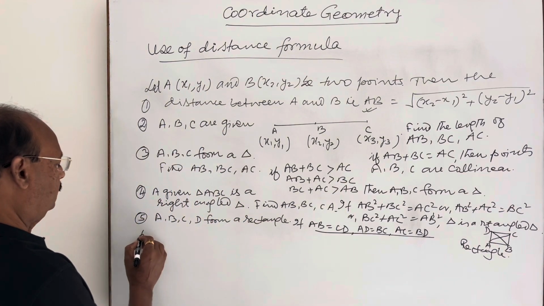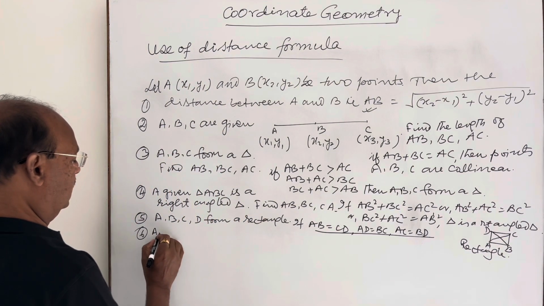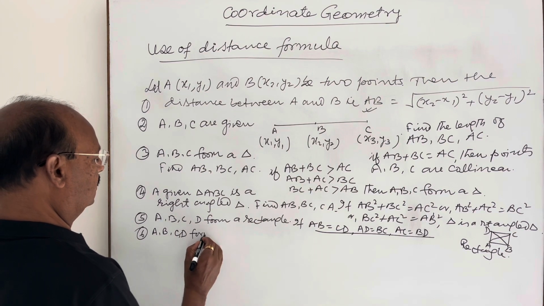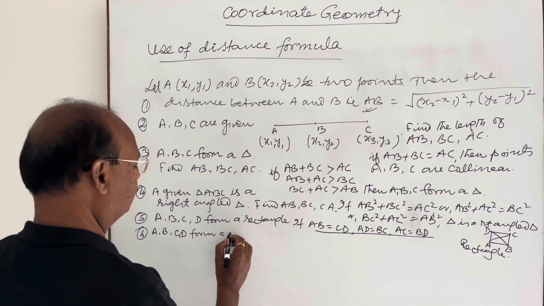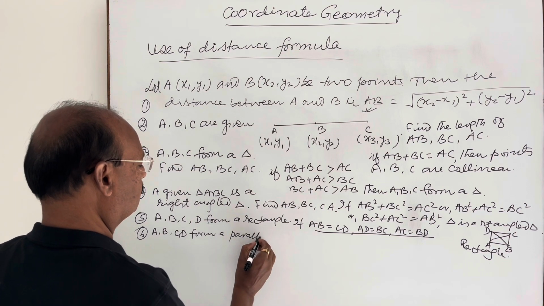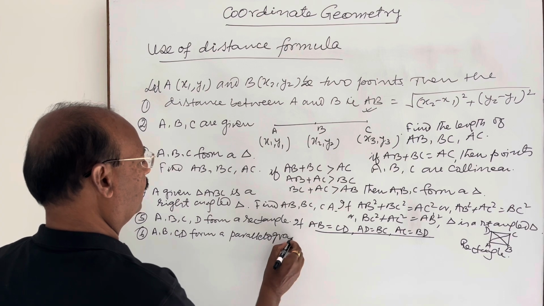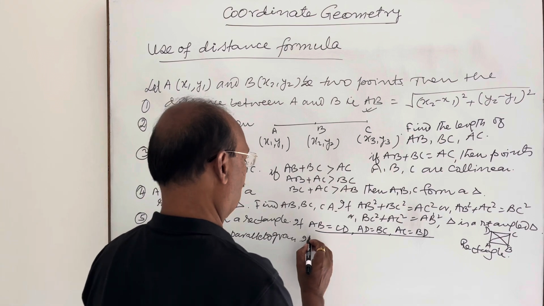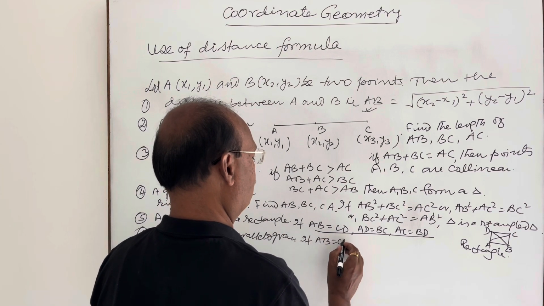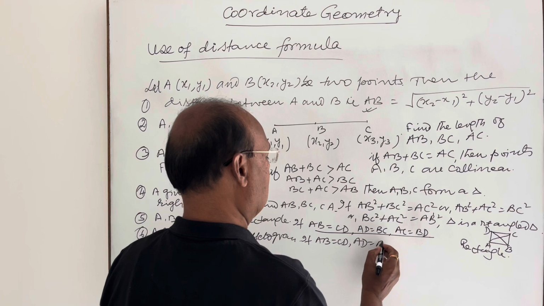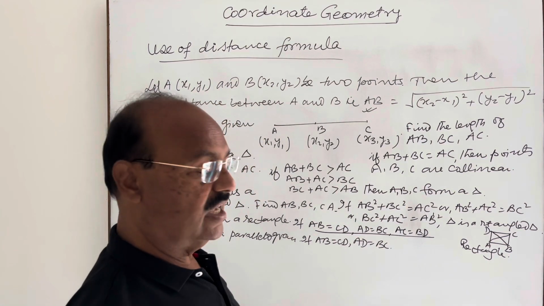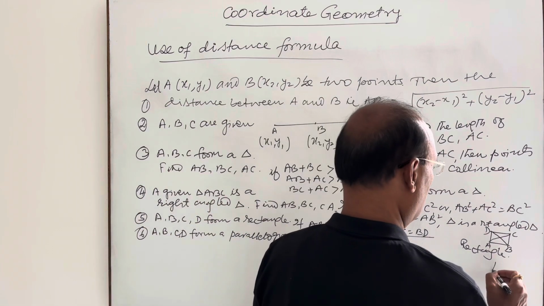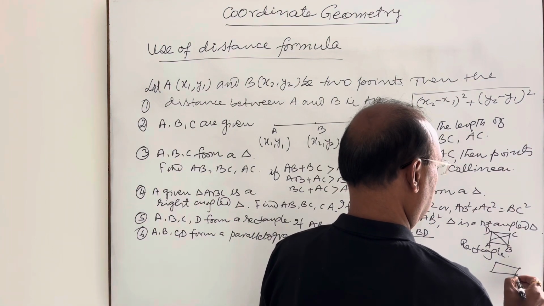Next, how can we prove that A, B, C and D form a parallelogram? In this case, opposite sides are equal. If AB is equal to CD and AD is equal to BC, if opposite sides are equal but diagonals are not equal. In a parallelogram, you know, diagonals are not equal.